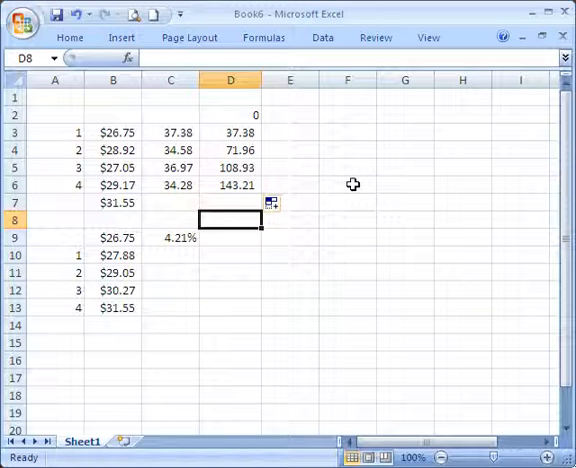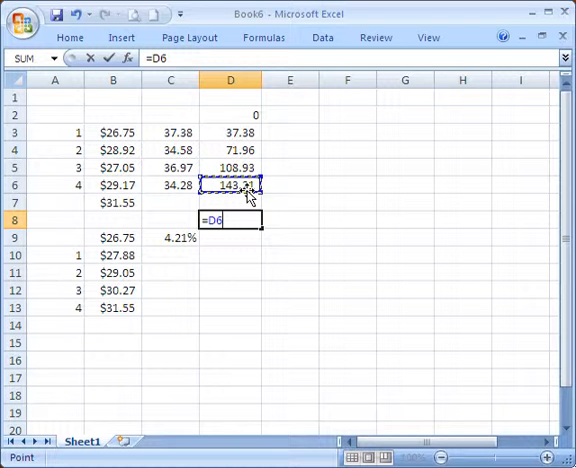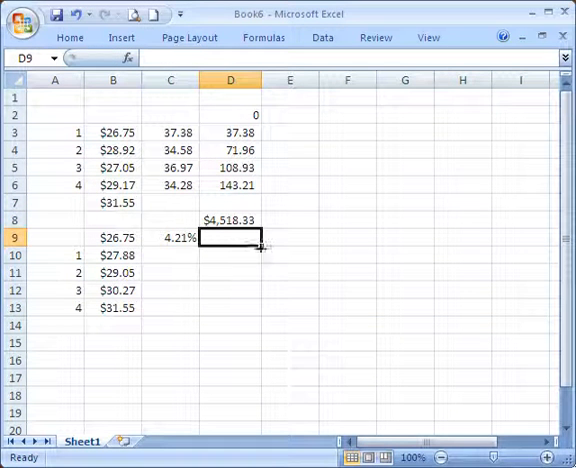At the end of 4 years, we sell our shares. We sell 143.21 shares, each one of which sells for a price of $31.55. And so the final total is $4,518.33. This is the result we get investing $1,000 each year for 4 years.